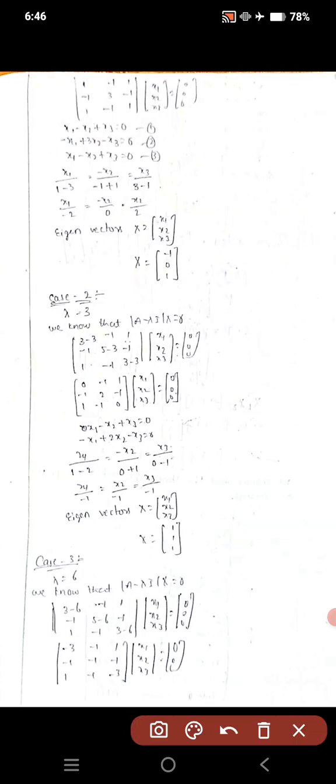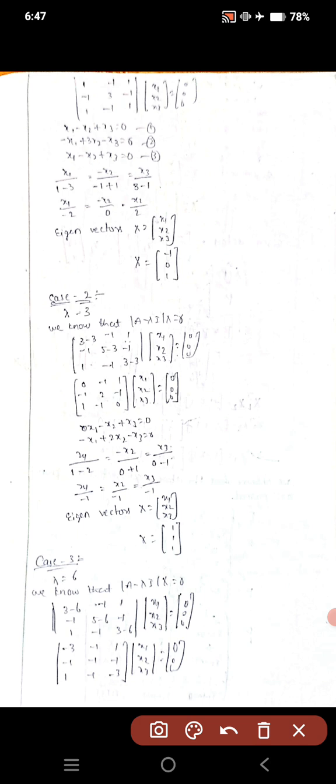Substitute lambda value 2, and we get this matrix: 1, minus 1, 1; minus 1, 3, minus 1; 1, minus 1, 1. When we multiply this, we get 3 equations: x1 minus x2 plus x3 equal to 0, minus x1 plus 3x2 minus x3 equal to 0, x1 minus x2 plus x3 equal to 0. From the 3 equations solve any 2 equations, and we get the x values, the eigenvector. So X equal to x1, x2, x3, and the answer is minus 1, 0, 1. This is one eigenvector.